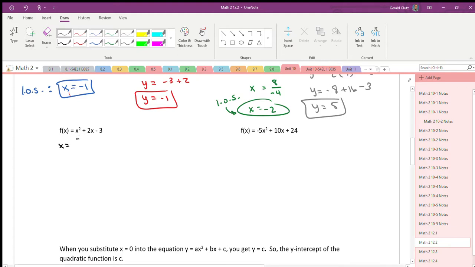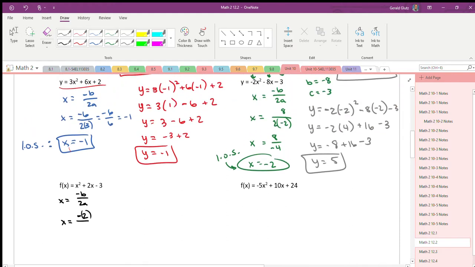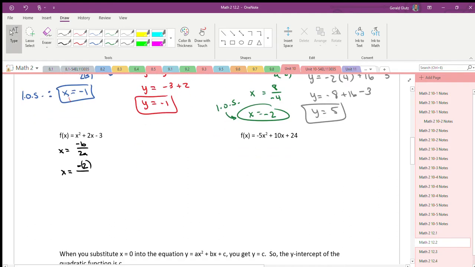So x equals negative b divided by 2a. B is 2, so negative 2. Oh yeah, another thing I should say that I forgot to do up here. Whenever you plug in a number for a variable, so whenever you plug in b, always put in parentheses. So I have negative 2 and then 2 times a.